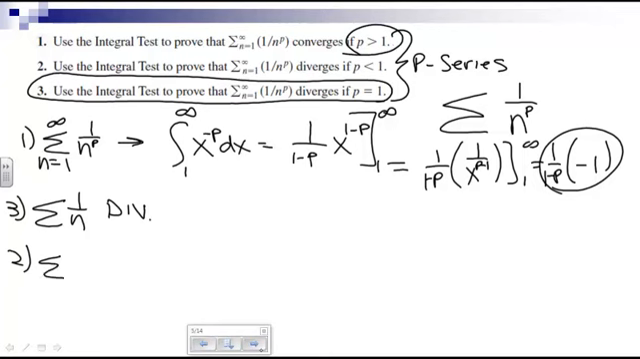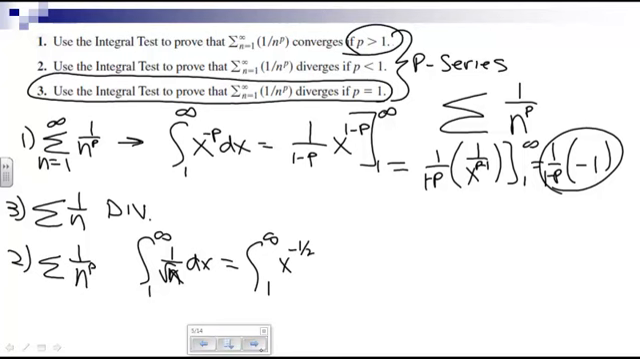What's left is case 2, when 1 over n to the p, and p is less than 1. Can you give me a number like that? How about 1/2? Can you imagine the integral from 1 to infinity of 1 over the square root of n, for example, where p is 1/2? I'm sorry, we use x's now. Integral from 1 to infinity of x to the negative 1/2 when I bring it up to the numerator.